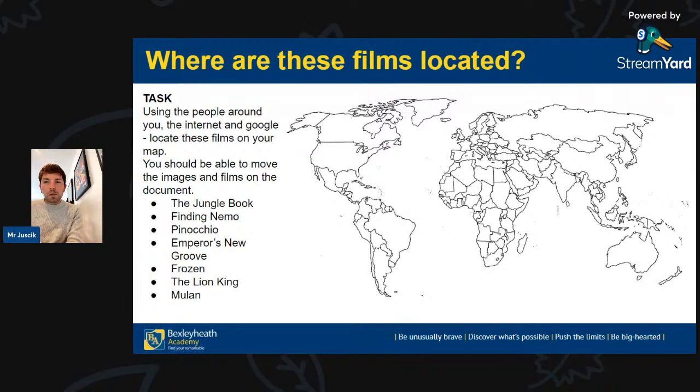Now, there are a few different films. There's 1, 2, 3, 4, 5, 6, 7. There are 7 films. Because I don't want to run out of time, let's say just 5 minutes or so with the people around you to help. You can use Google as well. Type in where you think this might be set, and then draw that arrow to where you think these films are. If you get stuck, do just write your comment, and I'll try and help you in the chat window. So 5 minutes to locate these films.